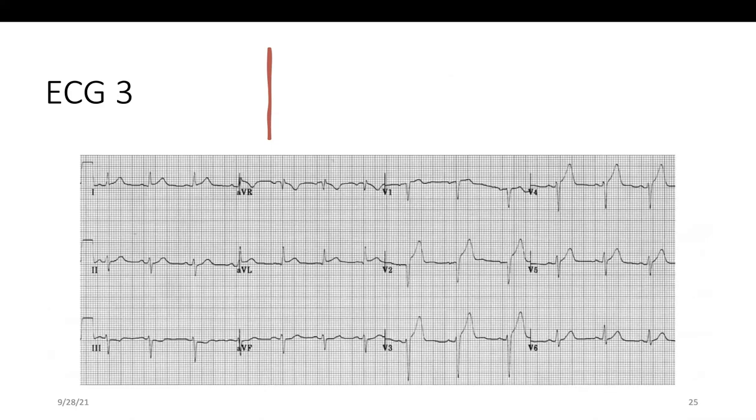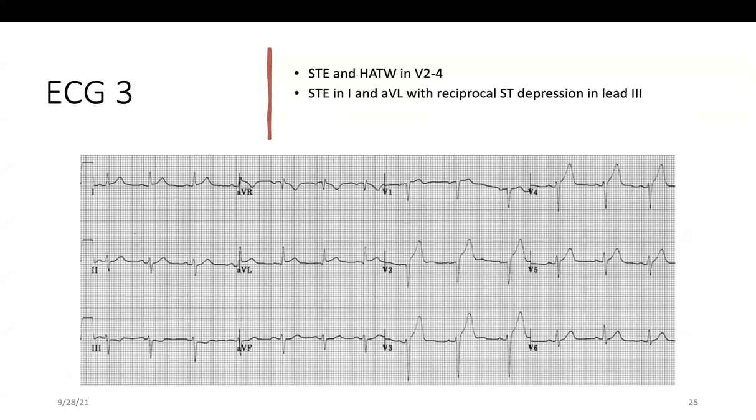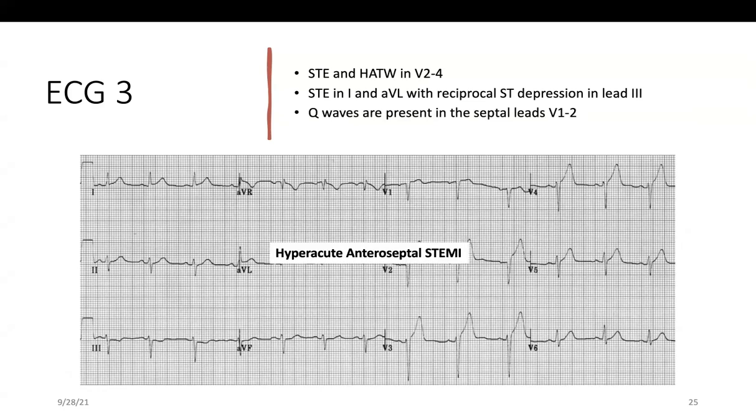ECG 3. Yes, there is ST elevation in V2, V3, and V4. There is ST elevation also in lead 1 and aVL, and ST depression in lead 3 and lead 2. I think this is again extensive anterolateral. Sorry, anterolateral. Yes. This is an anteroseptal MI.